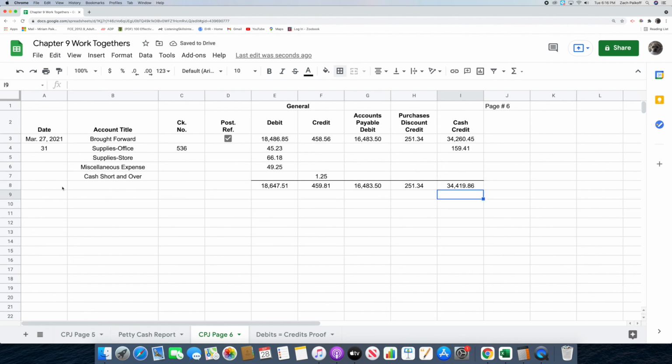The next thing that we're going to do is put in the date, which is March 31st, in the date column. After that, we're going to identify these numbers as totals. And finally, we're going to draw a double line rule.